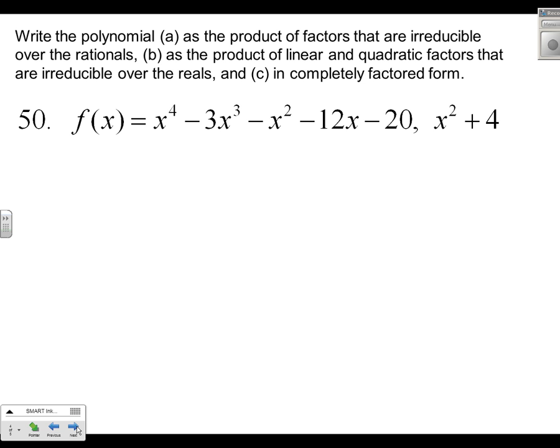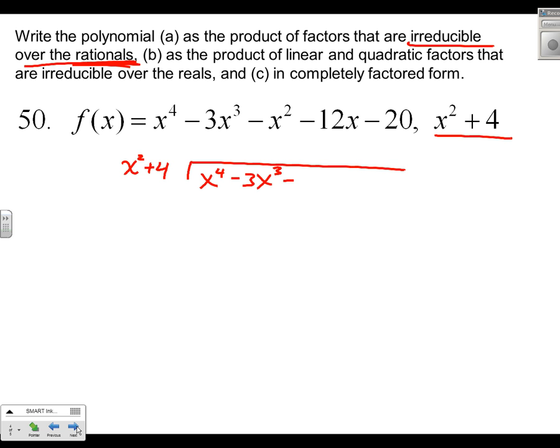Okay, terminology gets in our way on this. Irreducible over rationals. That is like traditional factoring. Can we traditionally factor? So they are giving us that this is one of the factors of f. And if x squared plus 4 is a factor of f, then I know that x squared plus 4 could long divide x to the 4th minus 3x cubed minus x squared minus 12x minus 20 and work out evenly. And you'd say, well, I prefer synthetic division.